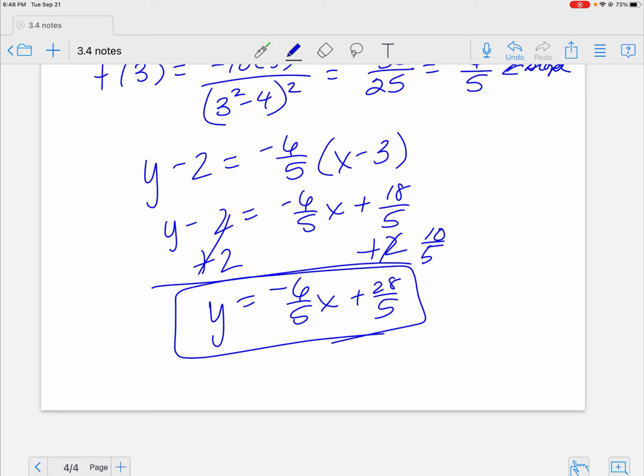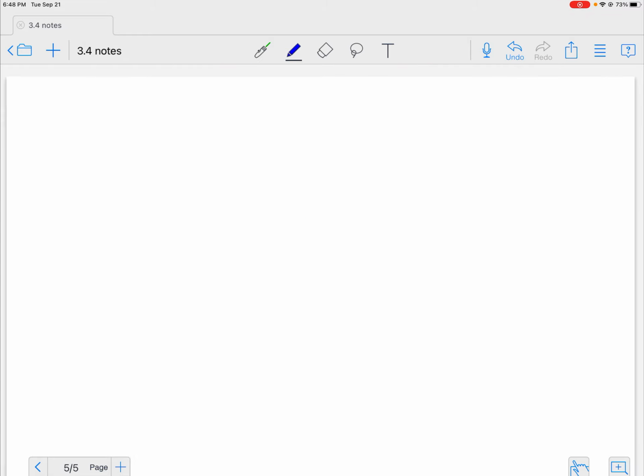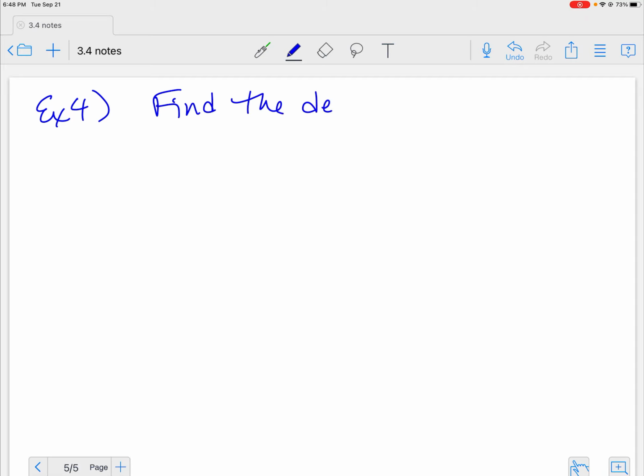All right, let's do another one. We're not going to do a tangent line here. Let's just do some finding derivatives just in general. Example 4, find the derivative. Just lots of derivatives. Getting this process down, that's going to make your life easy. F of x is 9 over x to the 5th.